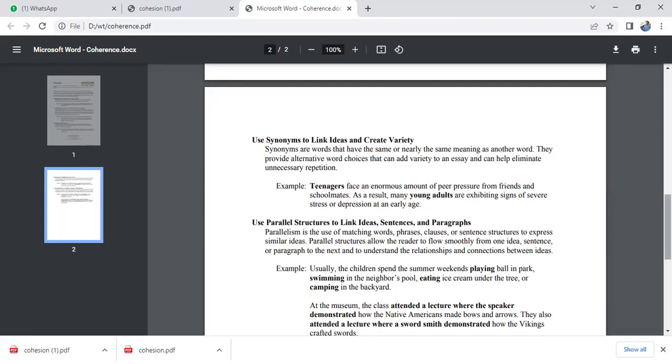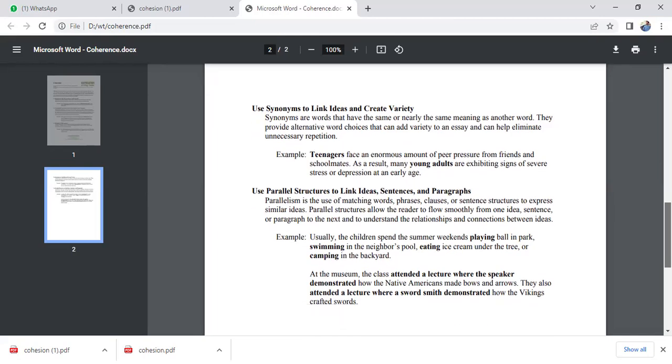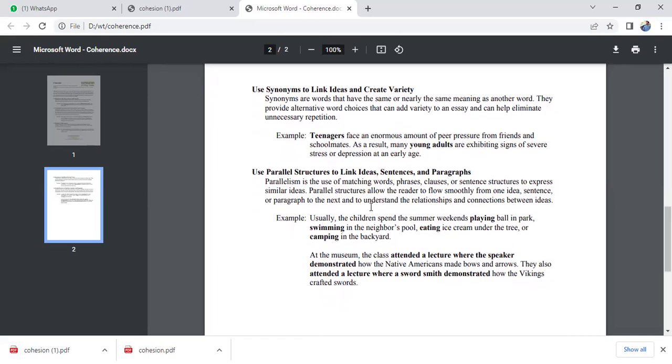Then we will come toward using parallel structure to link ideas. For example, if you are talking about something and you use present simple tense, and then you shift from present simple tense to past simple tense, and then from past simple to past continuous. If you are using these kinds of sentences, how will the reader get the idea of when, where, and how something happened?